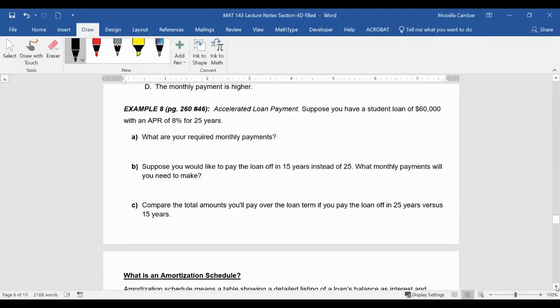Okay, now suppose we have a student loan of $60,000 with an APR of 8% for 25 years. What are your required monthly payments? So our principal here, we have 60,000. That is our student loan. My APR is 8%, so 0.08. We are making monthly payments, so N is 12, and we are making them for 25 years.